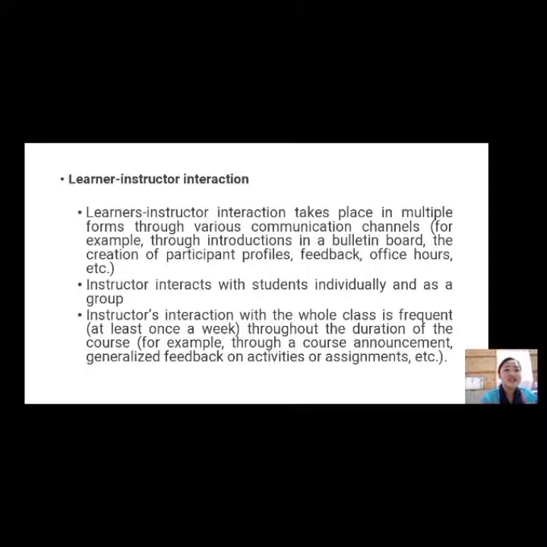Third type of interaction is the learner-instructor interaction. Learner-instructor interaction takes place in multiple forms through various communication channels. For example, through introductions in a bulletin board, the creation of participant profiles, feedback, office hours, and many more. Instructor interacts with students individually and as a group. So the teacher interacts with their students in two ways. It can be through individual or as a whole group.